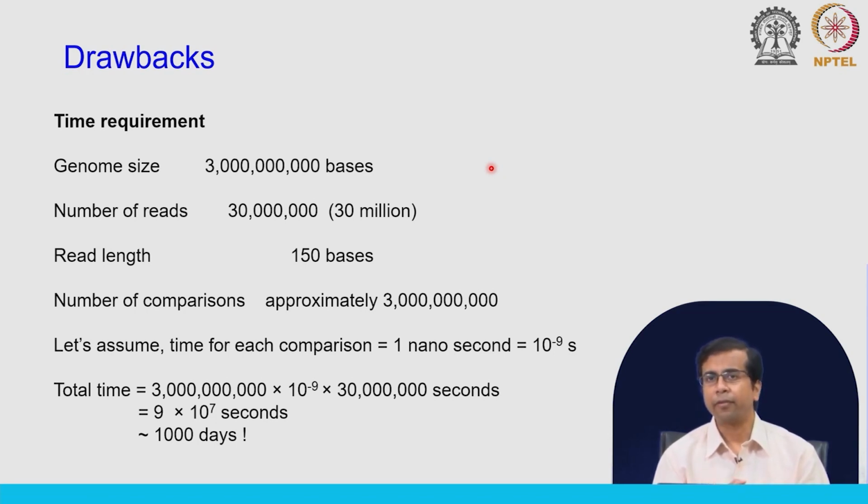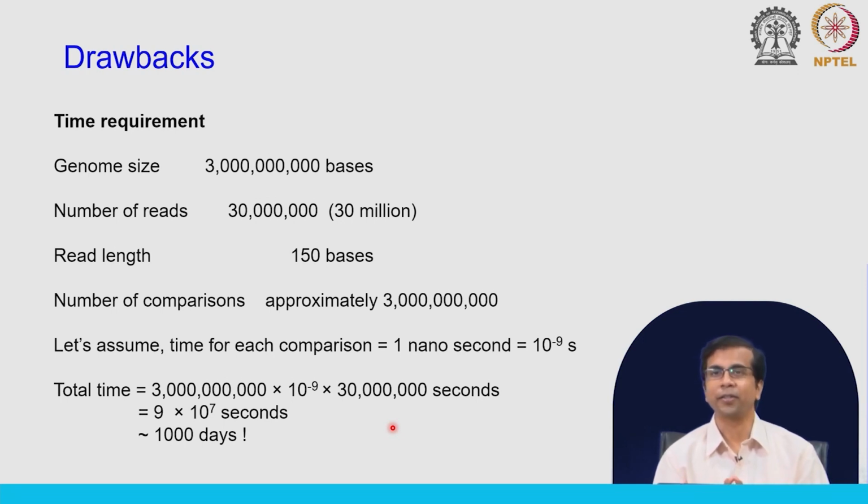So, how much time do you require if each comparison takes about 10 to the power minus 9 seconds? You have 3 billion comparisons, into 10 to the power minus 9. And you have to do this for 30 million reads, so we multiply with the number of reads, which is 30 million. It comes to about 9 into 10 to the power 7 seconds, which is about 1000 days. So, approximately 3 years it will take to complete this mapping for 30 million reads.